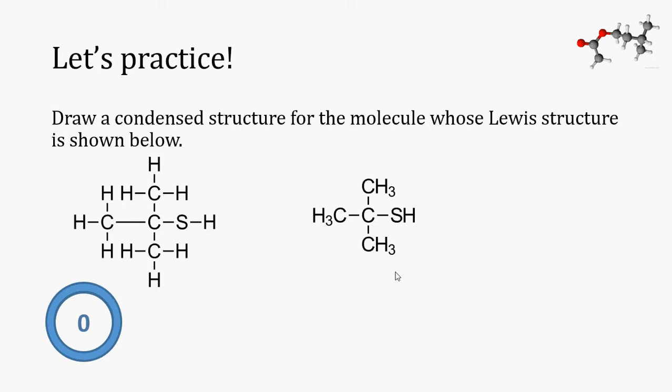Then we can condense it down further, noting that the central carbon atom is bonded to 3 CH3 groups. We can put those 3 CH3 groups into parentheses, followed by the number 3, followed by that central carbon and the SH.